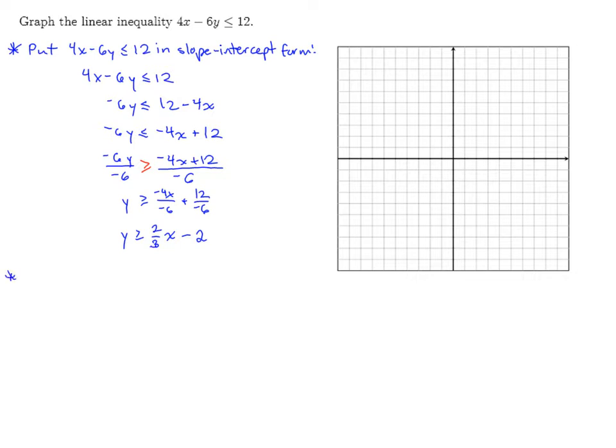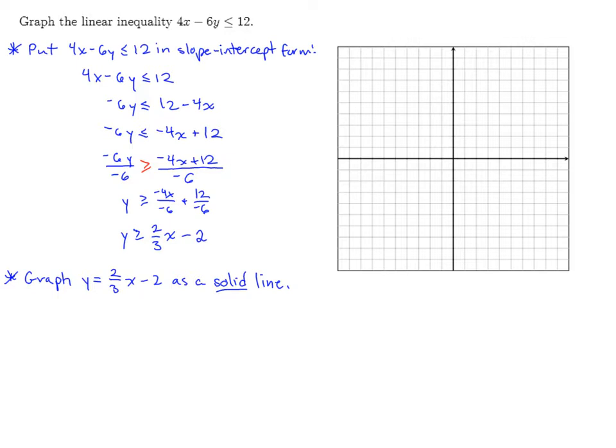So the next thing I want to do is graph the corresponding equation, and this time I'm going to graph it as a solid line since I have greater than or equal. Okay, so I will graph y equals 2/3 x minus 2 as a solid line. And again, graphing it as a solid line is going to mean that I include where y is equal to 2/3 x minus 2, which I want to do since my symbol here is greater than or equal to.